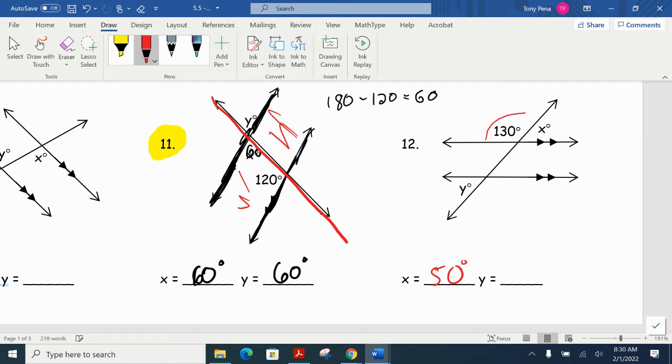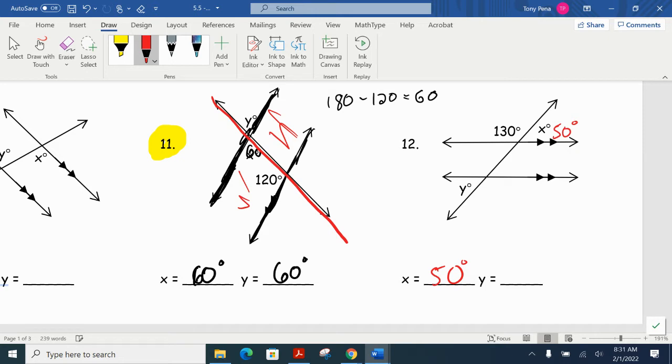This is just a line. These two angles there must add up to be 180. We had 130 of it. This has to be a 50-degree angle. Okay? So let's make this 50 degrees. All right. Can anybody tell me what angle Y is then?